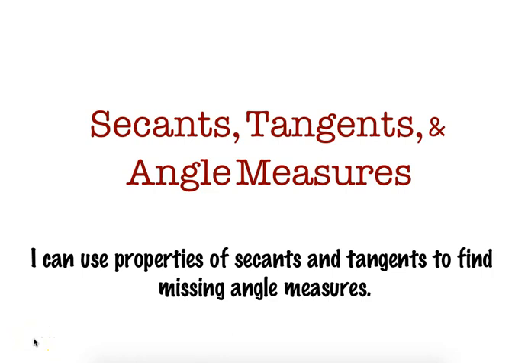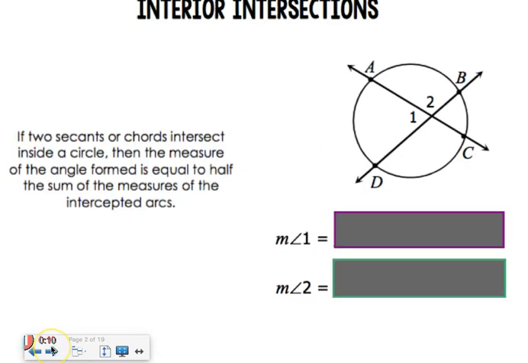We have three different types of problems. Okay? So it's all about where the lines intersect that determines what kind of a problem we have. The first type of problem is when your lines intersect inside your circle, like this guy.